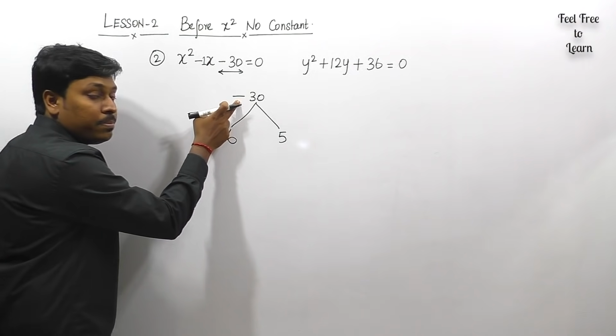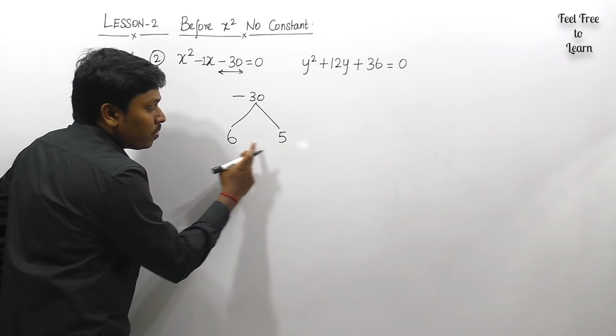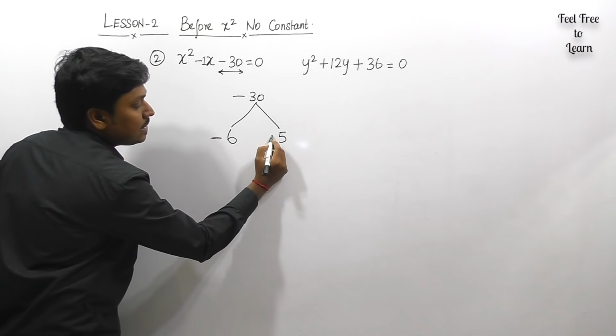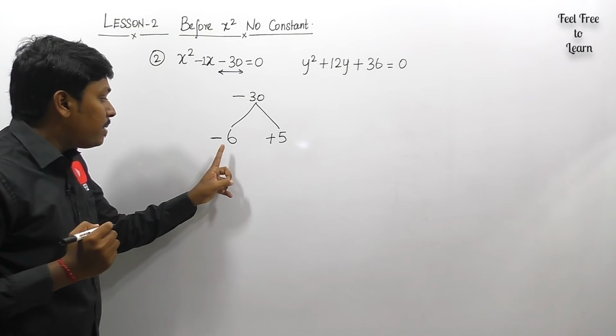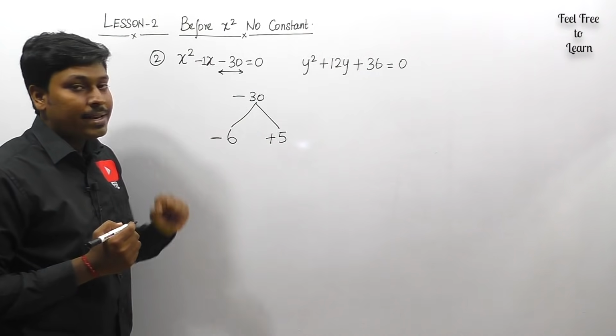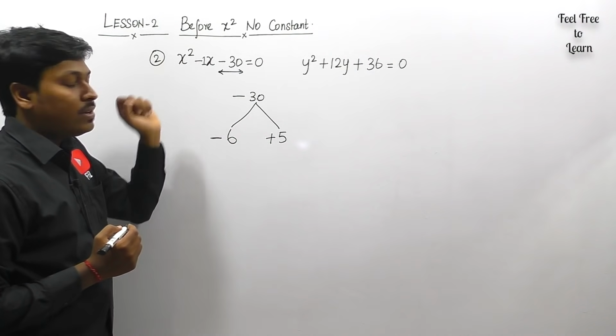But our target is to bring minus 30 when we multiply both the numbers. Similarly, when we add both the numbers, the resultant should be minus 1. So I can write this as minus 6 and plus 5. When we multiply both the numbers, minus 6 into plus 5, the resultant will be minus 30. When we add both the numbers, minus 6 plus 5, the resultant will be minus 1.